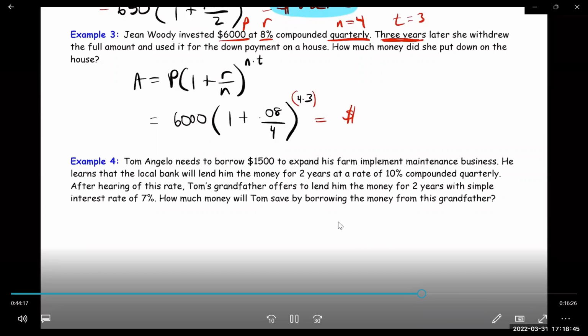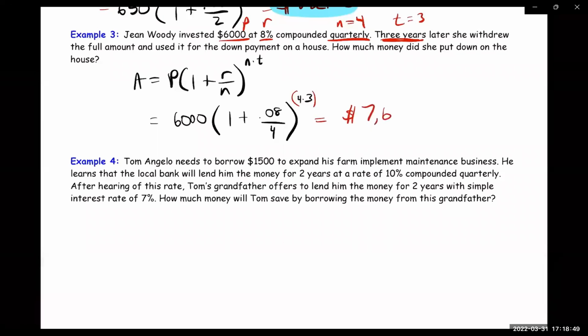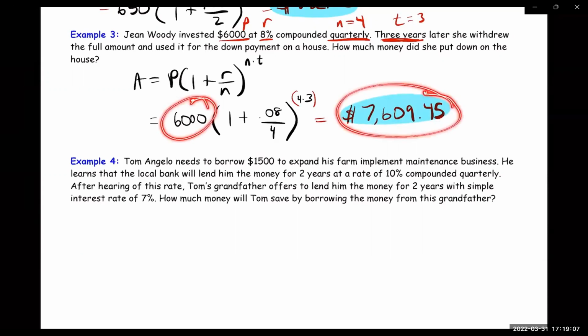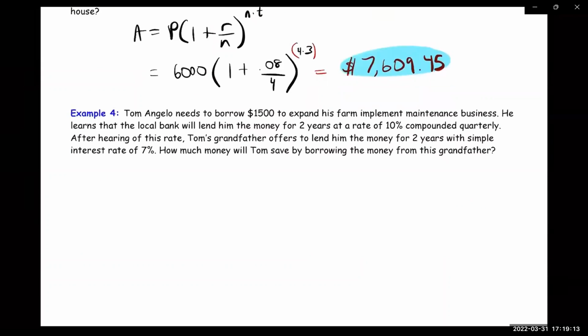All right, anybody get $7,609 and 45 cents? That's what I'm getting. That's the total amount that her investment became. It went from $6,000 to $7,609 after 3 years. And that's how much she put down on the house that she wants to buy.